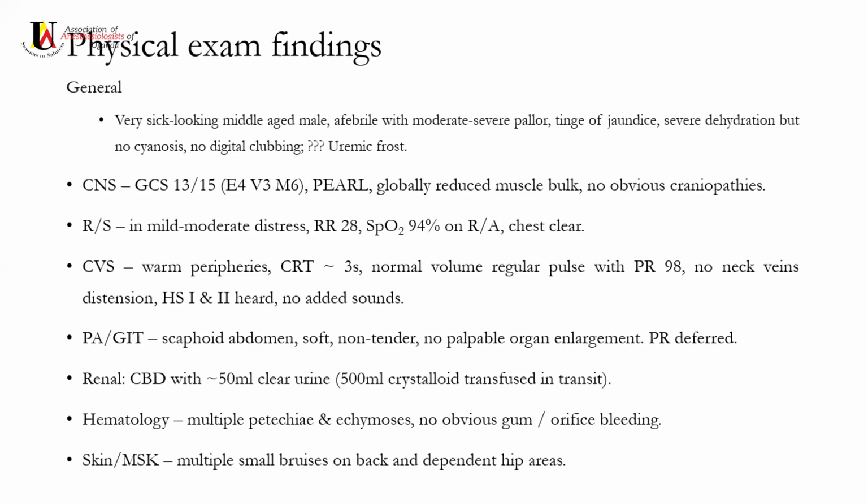In terms of the renal system, he had a urethral catheter in situ, and there was about 50 mils of clear urine in the urine bag. The report we got from the team that transported him said he had received about 500 mils of normal saline en route to our hospital. In terms of hematology, he had multiple petechiae and ecchymoses, but there was no obvious gum or other orificial bleeding. In the skin and musculoskeletal system, he had multiple small bruises on the back as well as in the hip areas.